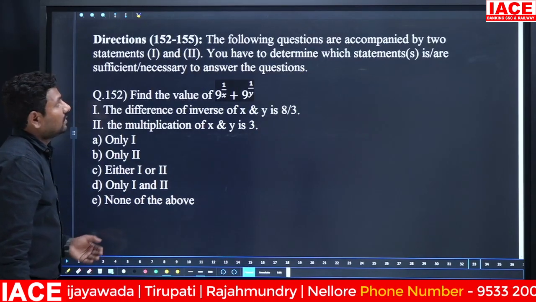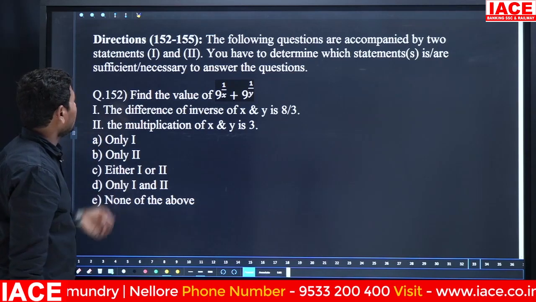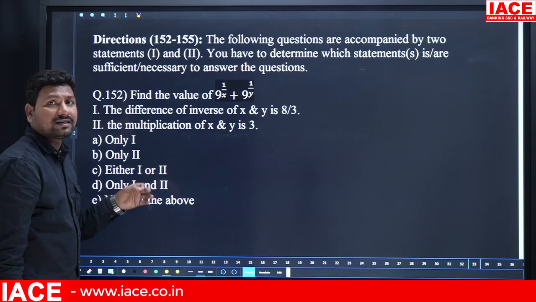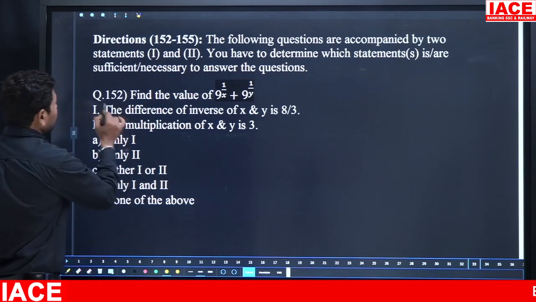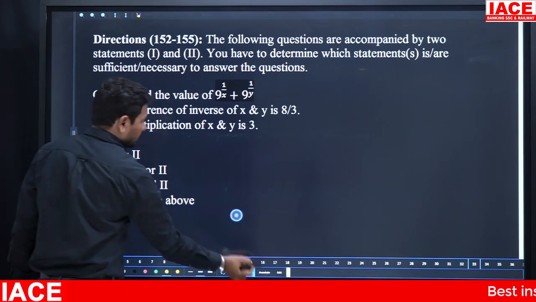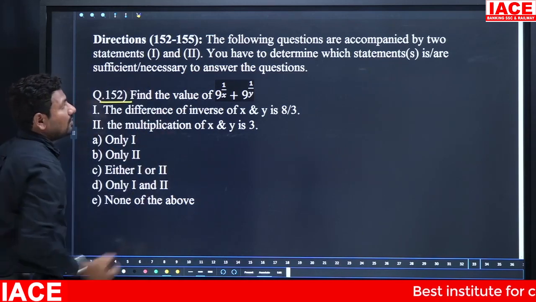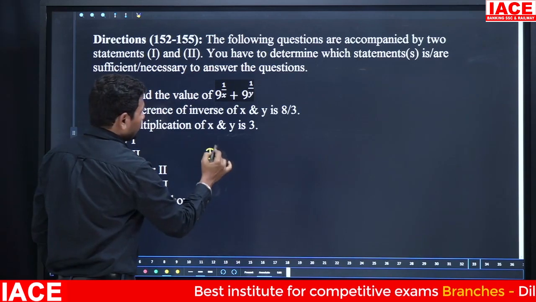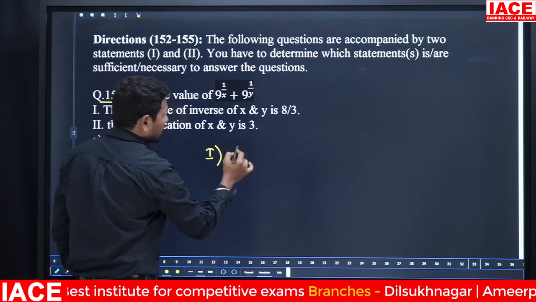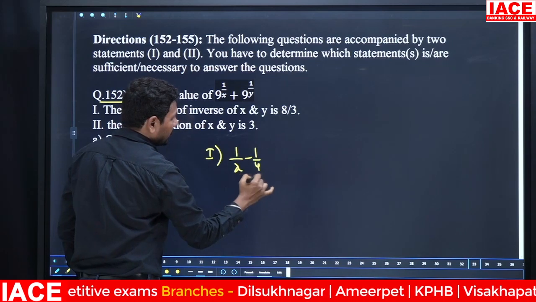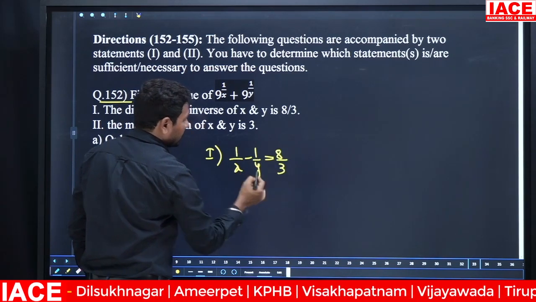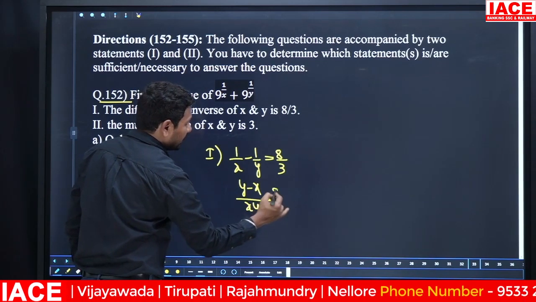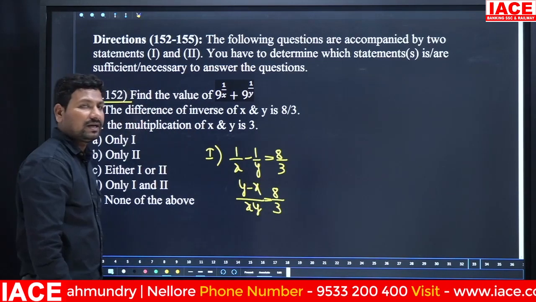Next we have data based questions. In this we have to decide which statement is correct. Find the value of 9 to the power of 1 by x plus 9 to the power of 1 by y. As per statement 1, the difference of the inverses of x and y, 1 by x minus 1 by y, is equal to 8 by 3. Then y minus x by xy is equal to what value? 8 by 3.